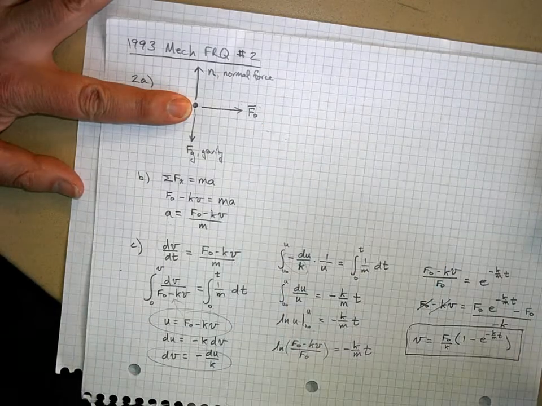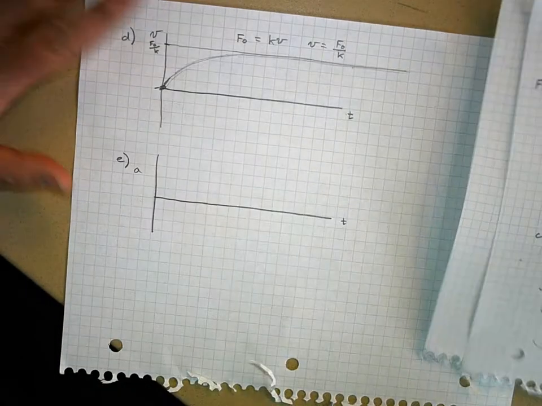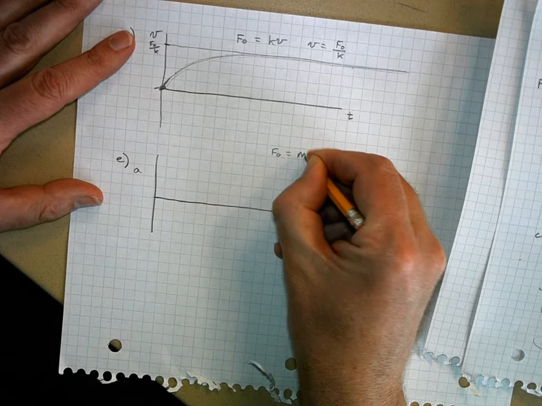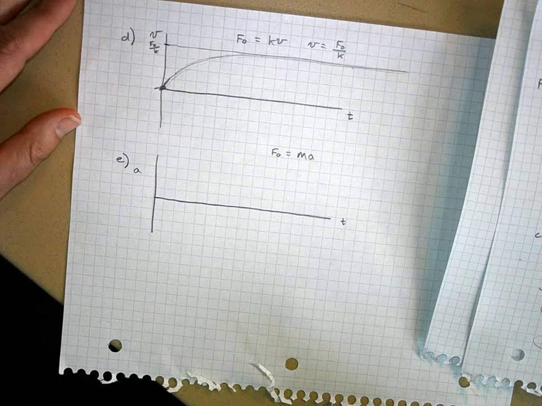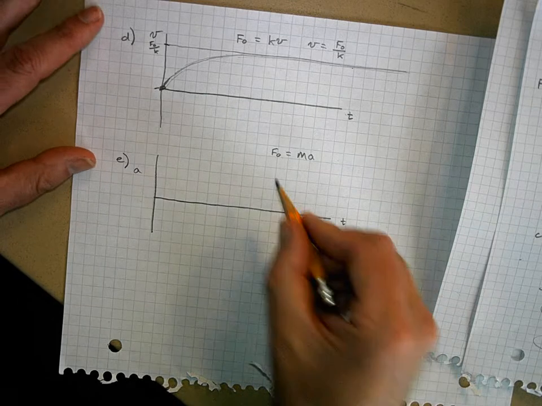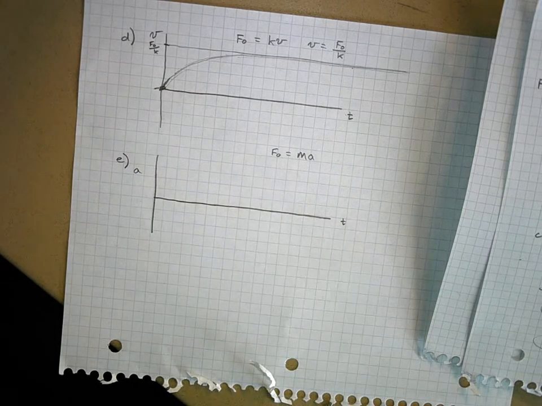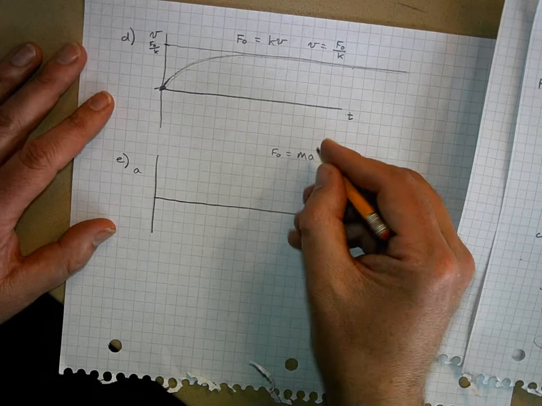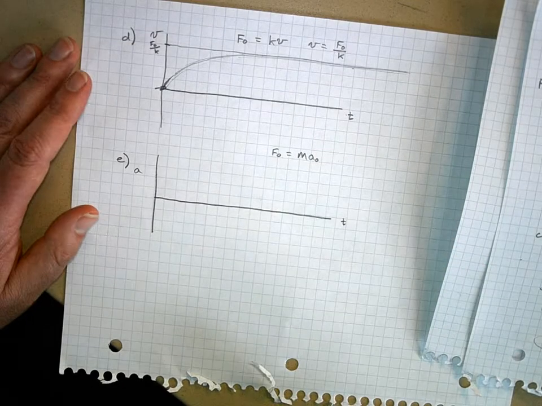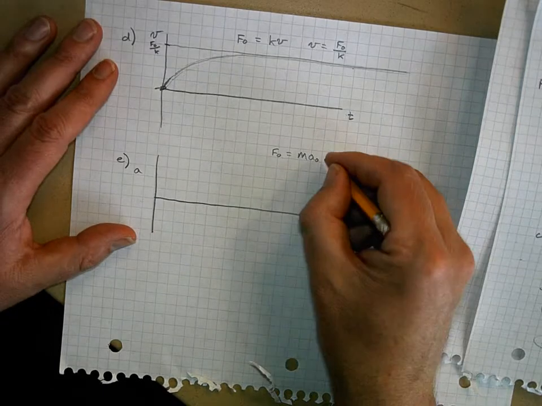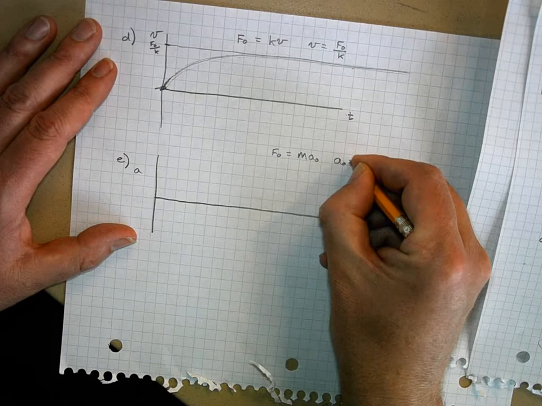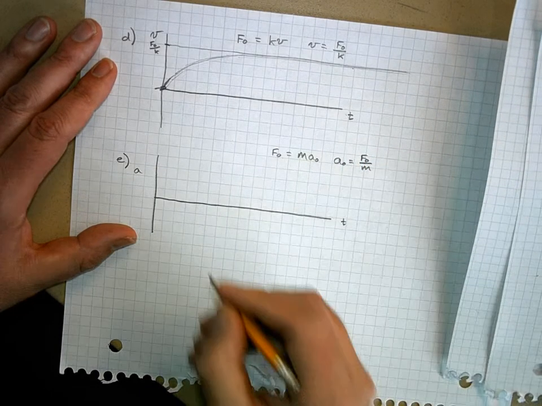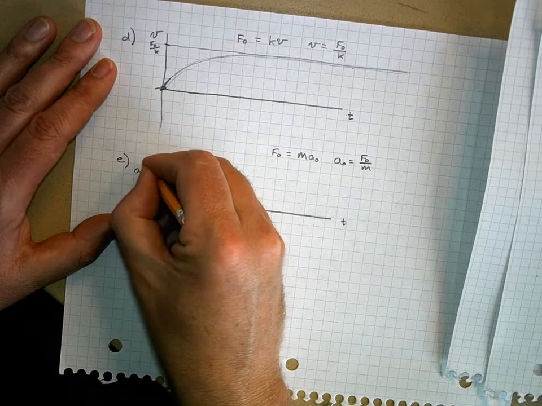So F naught is equal to ma. In other words, the kV hasn't kicked in yet at t equals 0. So I'll call that a sub 0, my acceleration at time t equals 0. So a sub 0 is equal to F naught over m.